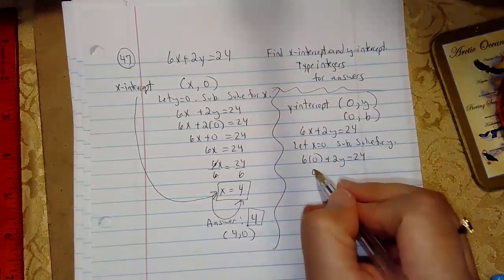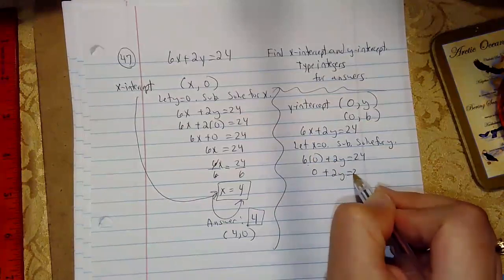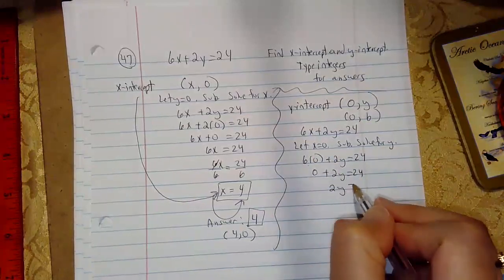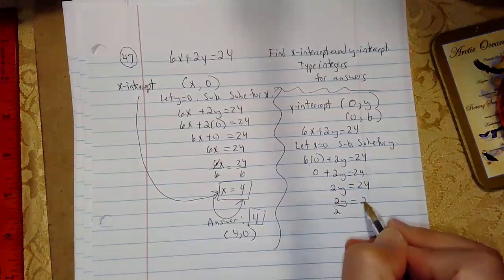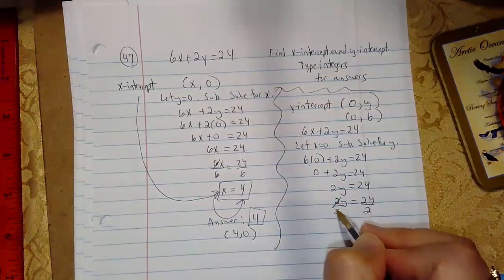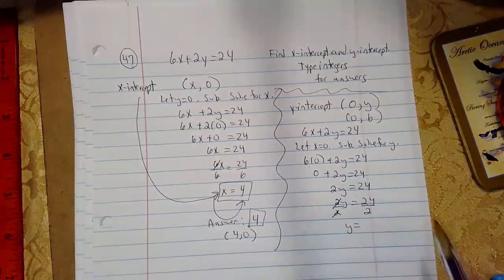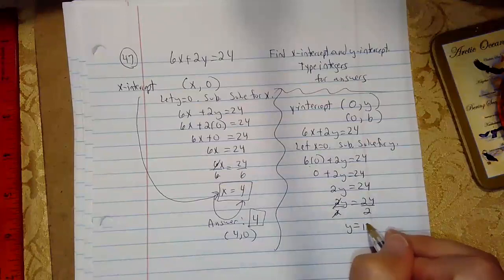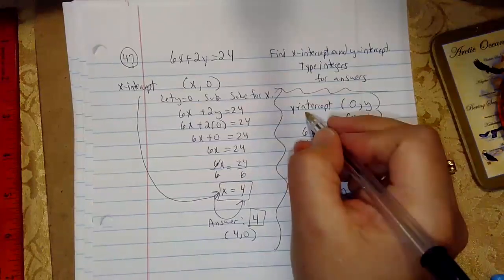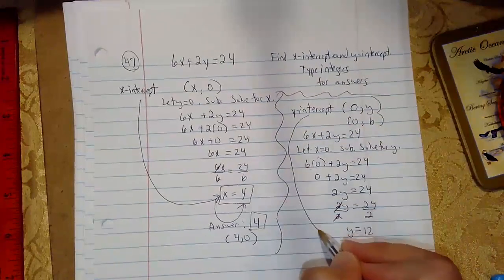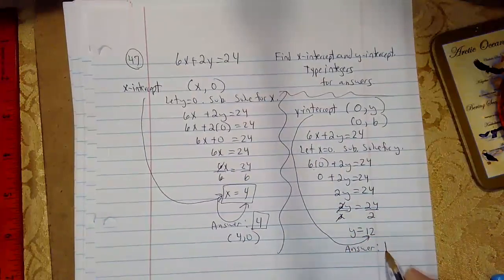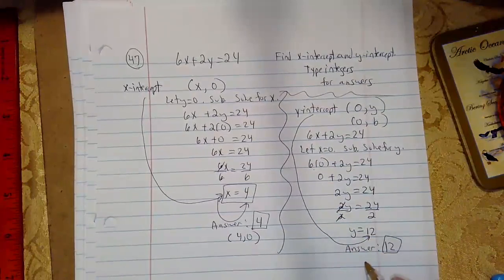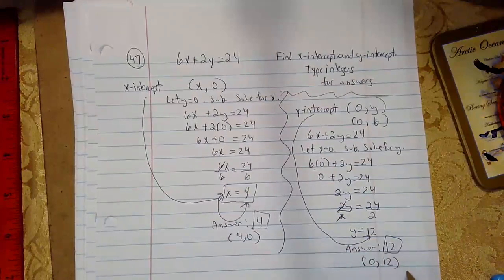Any number times 0 is 0. And so this is just 2y equals 24. And then I'm going to have to divide both sides by 2, that coefficient. And 24 divided by 2 is 12. And so the y-intercept is the 12. And as an ordered pair, when x is 0, y is 12.